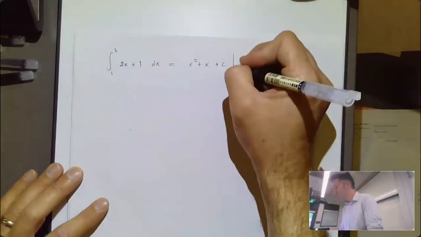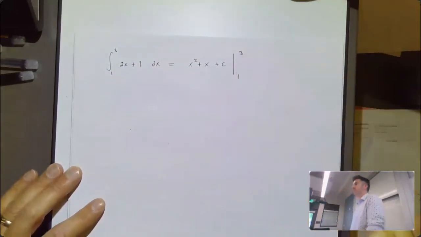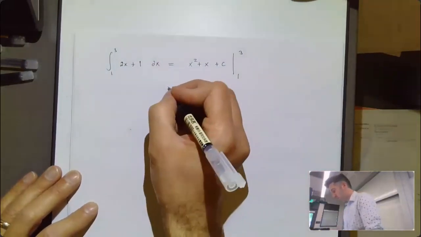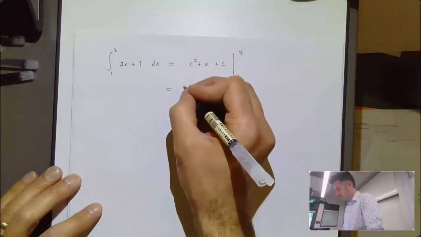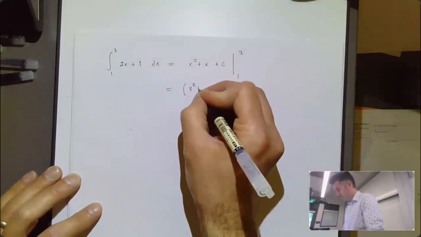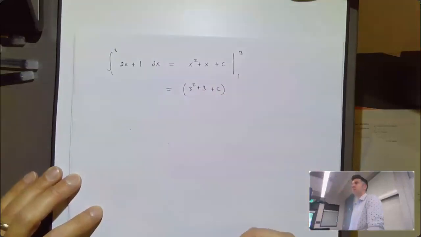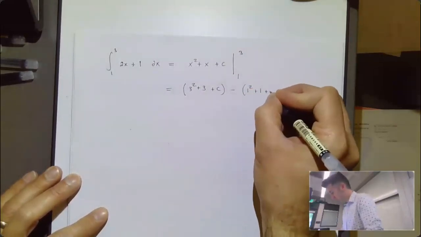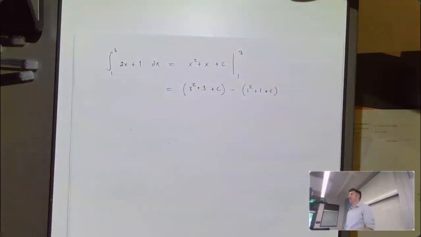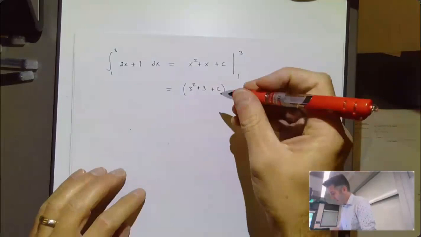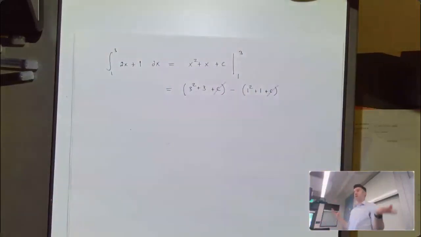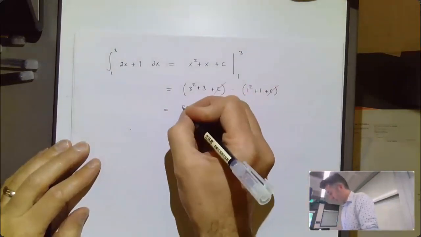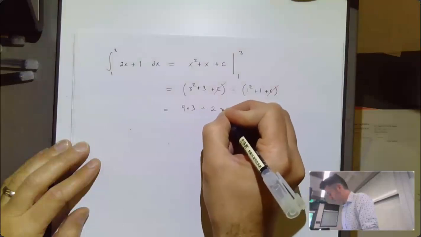Well, then we're going to evaluate this between 1 and 3. And if we do that, look what happens. When we plug in 3, what do we get? I'm going to get 3 squared plus 3 plus c. Minus, when I plug in 1, 1 squared plus 1 plus c. And what's going to happen to the c's? So that's why we're allowed to completely ignore adding on a constant when it's a definite integral, because they're always just going to cancel out when we do the subtraction. So this is going to end up equaling 9 plus 3 minus 2, which is going to be 10.